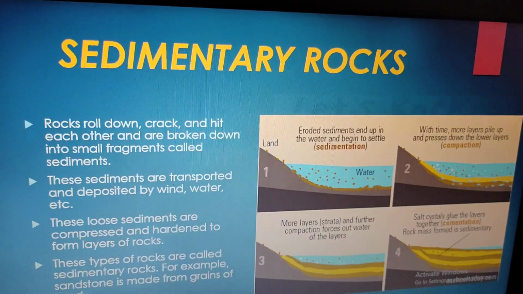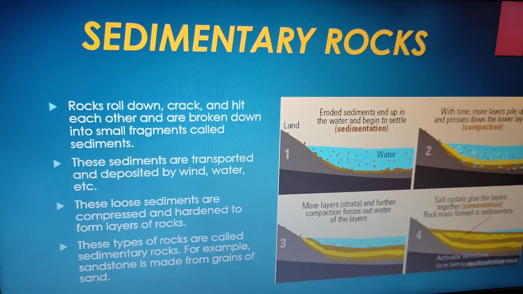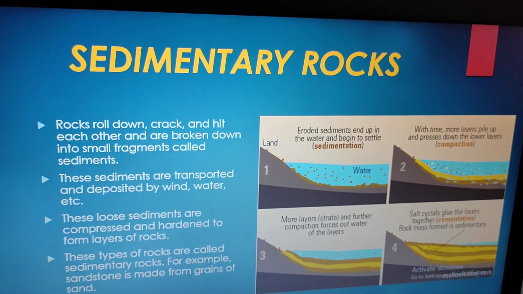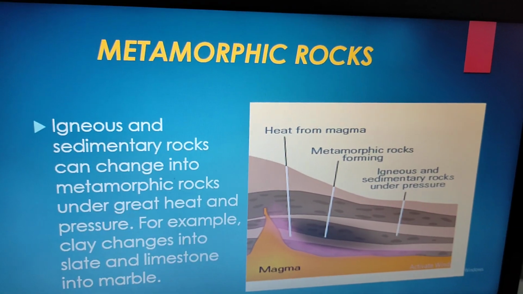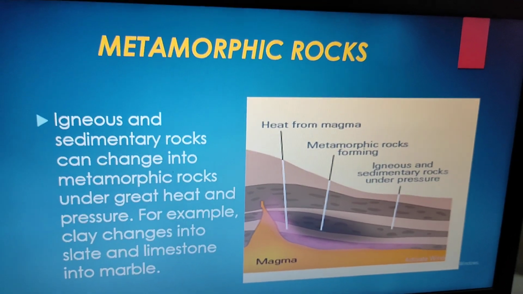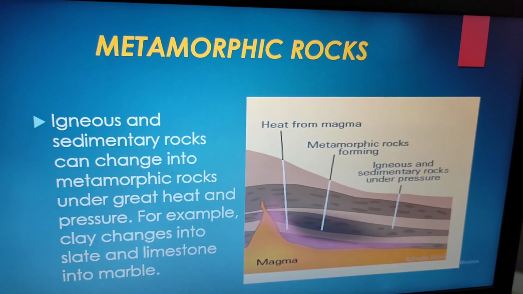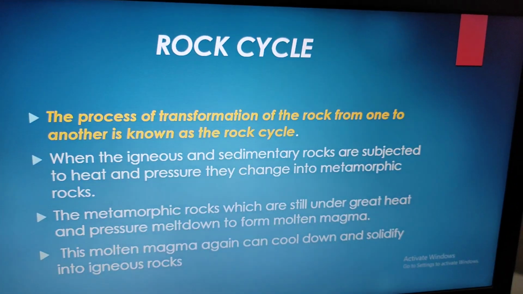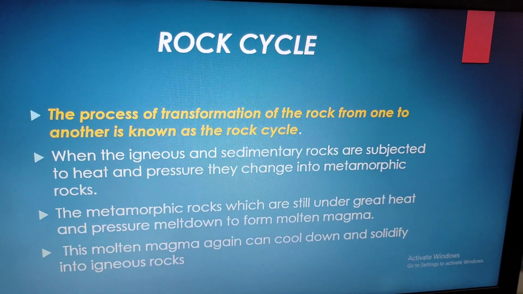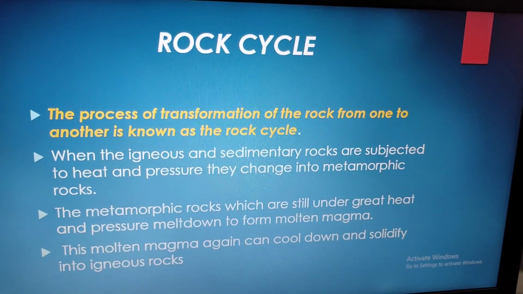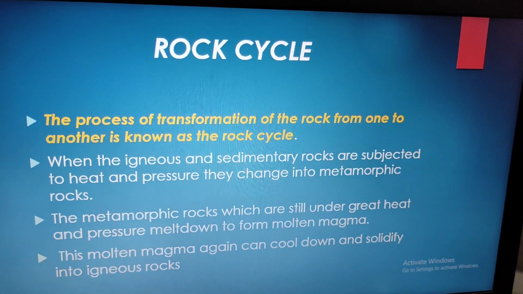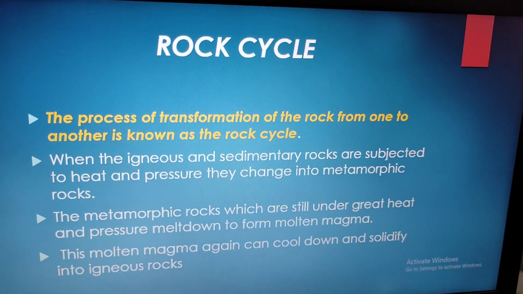Now, when igneous rocks break down into sediments, they form sedimentary rocks. And when igneous and sedimentary rocks are exposed to heat and pressure, metamorphic rocks are formed. Today we'll be studying the last topic of this chapter, the rock cycle. The process of transformation of rock from one type to another is known as the rock cycle.